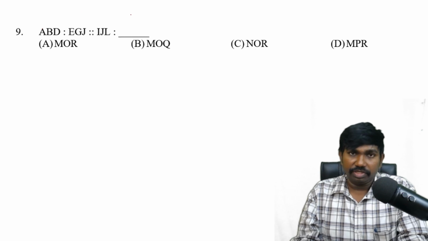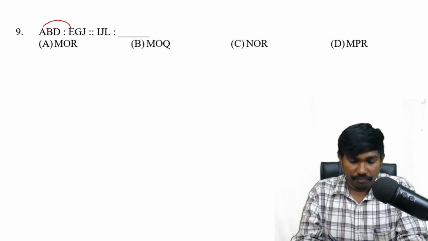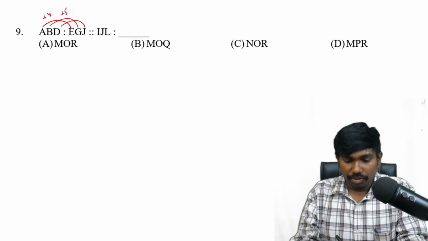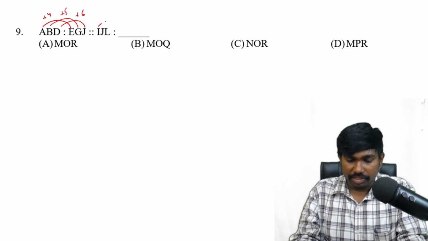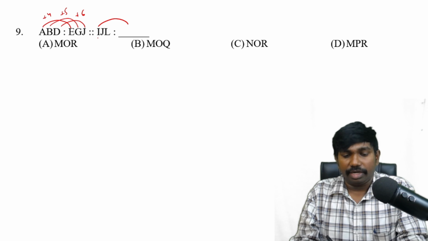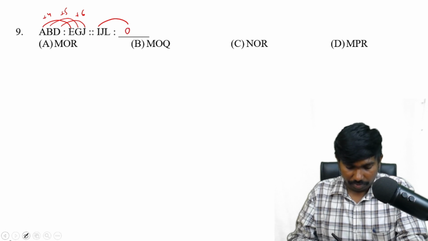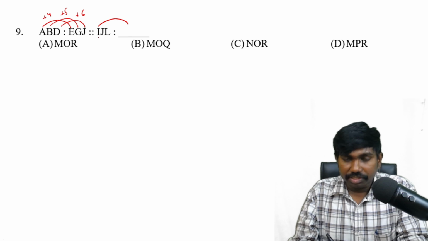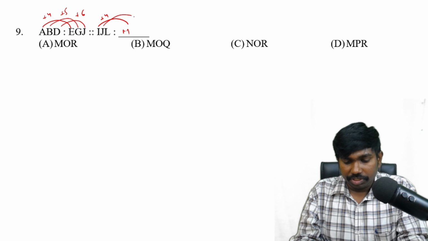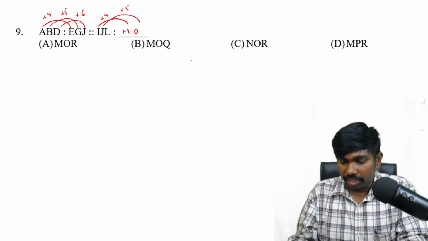Three letters are given. Still the same process. First letter to first letter, second to second, third to third. A to E plus 4. B to G plus 5. And D to J plus 6. Yes, apply the same. I is 9. 9 plus 6 means 15. 15 means O. Sorry, we have to do plus 4, no? Not plus 6. Yes, I is 9. 9 plus 4 is M. J is 10. 10 plus 5 is 15. The 15th letter is O. M, O.